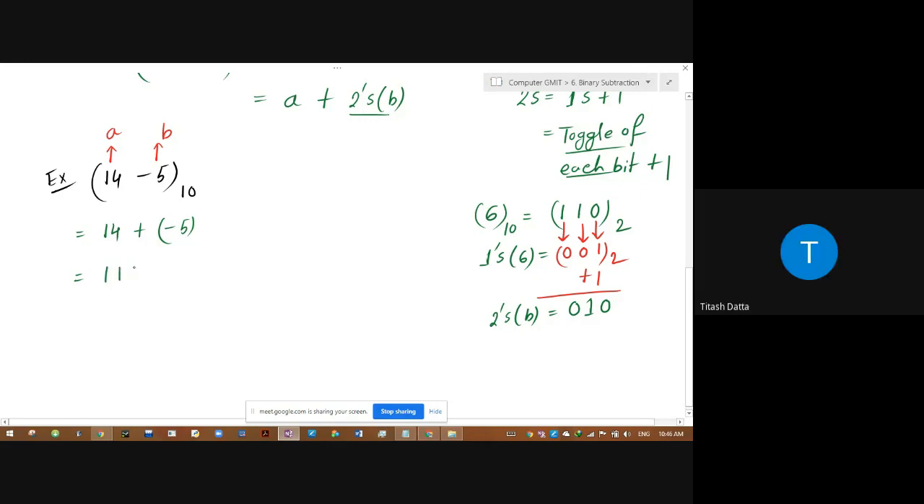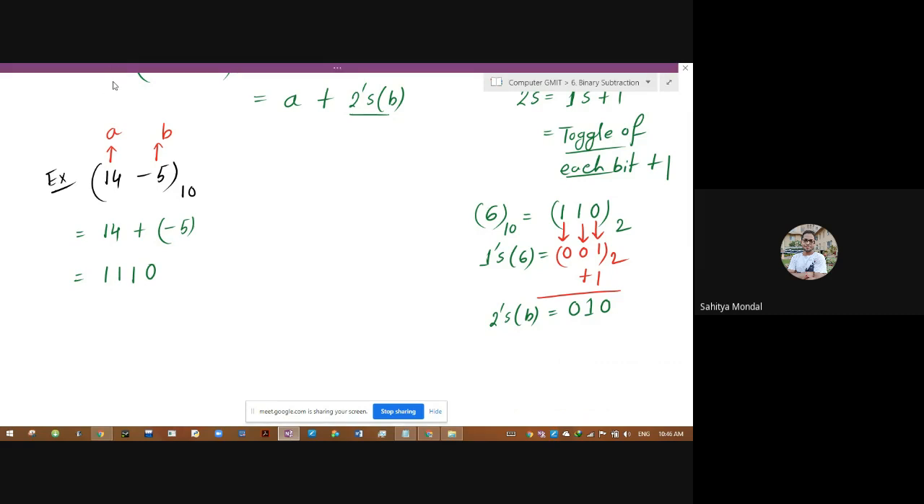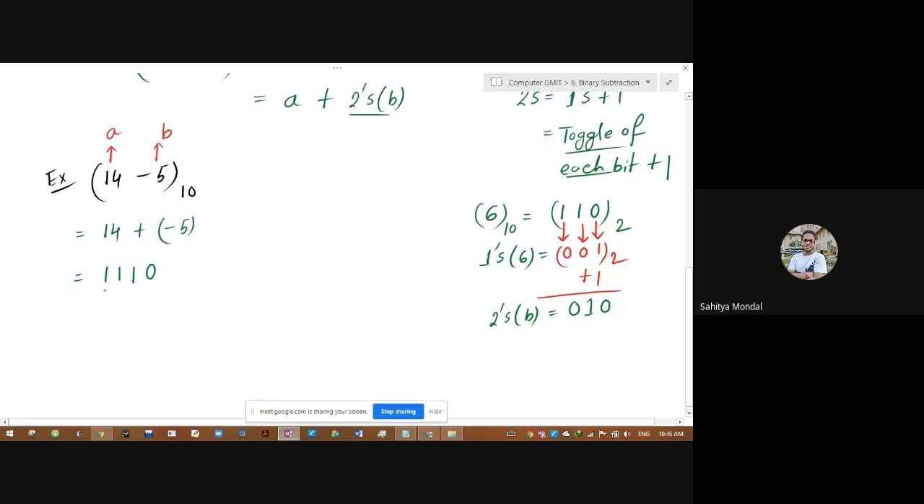Sir, 1110. Now one thing, your A is represented in 4 bit. Which one is the highest number? 14 is bigger than 5. So first I have computed 14 in binary form. This is the 4 bit representation. Now what is 5? 5 is 101, but it is a 3 bit representation.